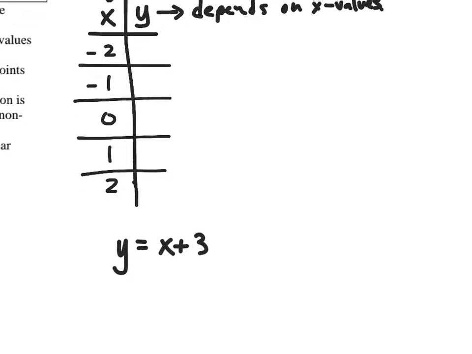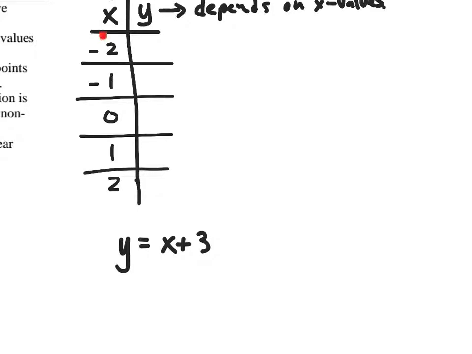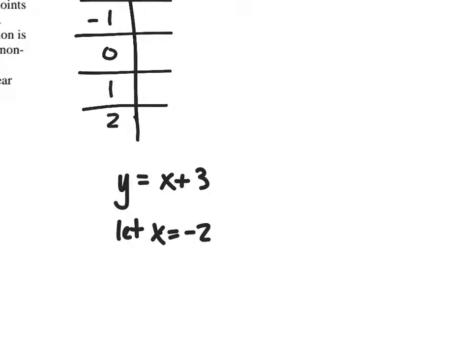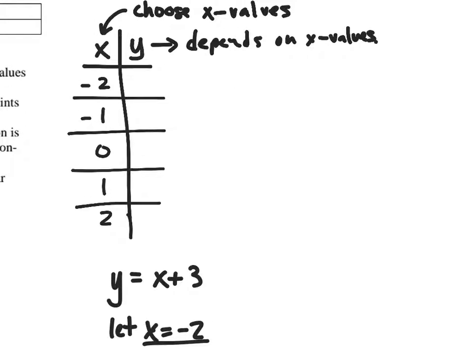First, I'm going to let x equal -2. If I let x equal -2, I plug that value into this equation for x, and that allows me to figure out what y is. So y is equal to -2 plus 3, which is 1. So when x is -2, y is equal to 1, and I'm going to plug that in here.